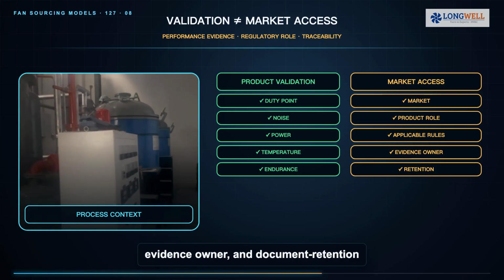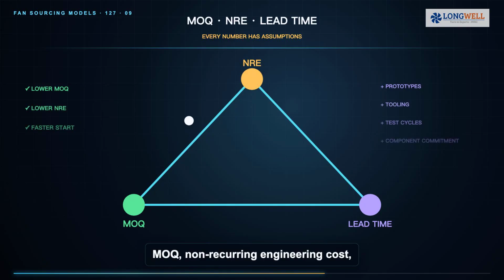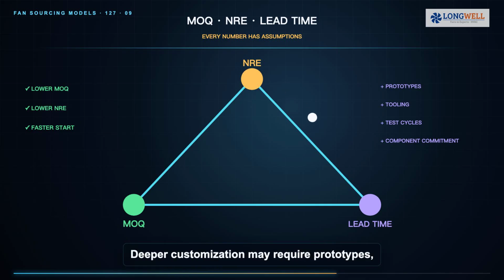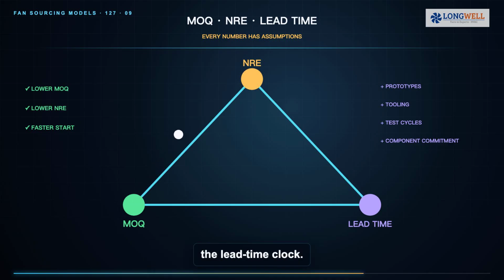MOQ, non-recurring engineering cost, and lead time form a triangle. Reusing a stable platform can lower engineering work and start faster. Deeper customization may require prototypes, tooling, test cycles, component commitments, and production qualification. There is no universal winner. Ask for the assumptions behind every number: forecast, batch size, approved components, drawing freeze, sample rounds, test scope, packaging, shipping, and the event that starts the lead time clock.